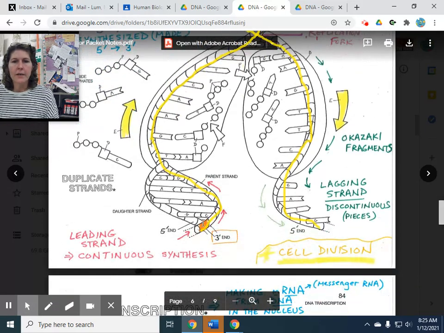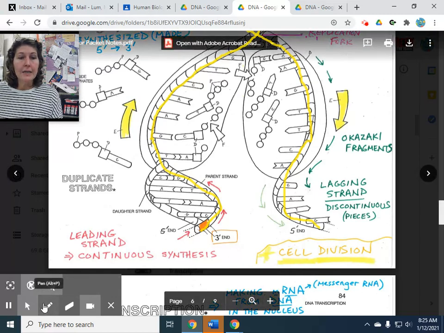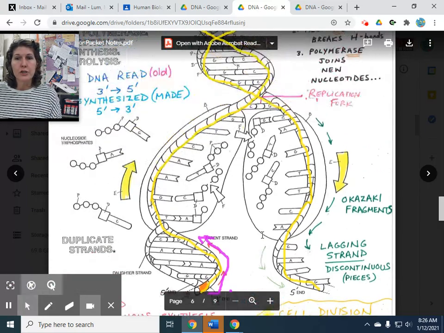Okay, so down here, I told you which ends are my 3' and my 5'. This original DNA, my yellow strand, my 3' end is at the bottom. So this DNA is going to get read in this direction, in 3' to 5'. That right there, I know, is my leading strand. It is following my replication fork.